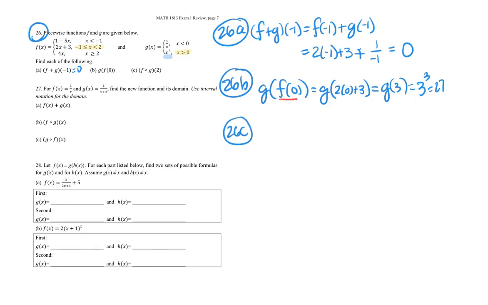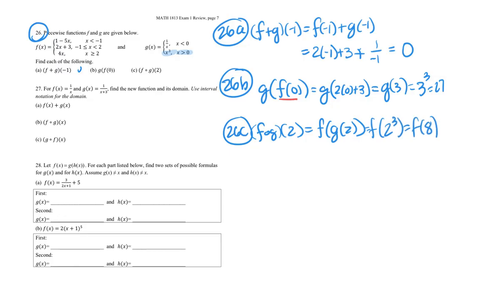26c, it's f composed with g evaluated at 2. This is equivalent to f of g of 2. So to evaluate, I'm going to start by evaluating g of 2. And so I'm going to look here and see where is 2 on g. 2 is greater than 0. So I'm going to use this function here, x cubed. So it's going to be f of 2 cubed, which is f of 8.